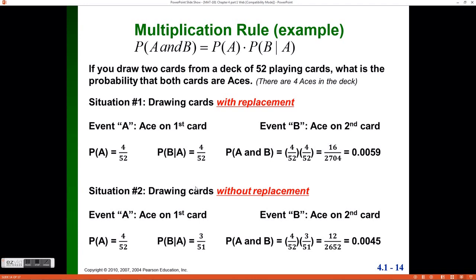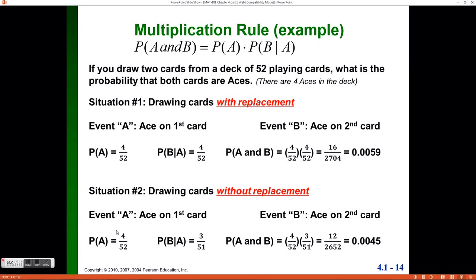Situation 2 will be when we draw the cards without replacement. What that means is that when we pull the first card out of the deck, we're not going to put it back. So computing the same probability as above, we want to find the probability of drawing two aces. So we'll call event A that we pull an ace on the first card, and event B that we pull an ace on the second card.